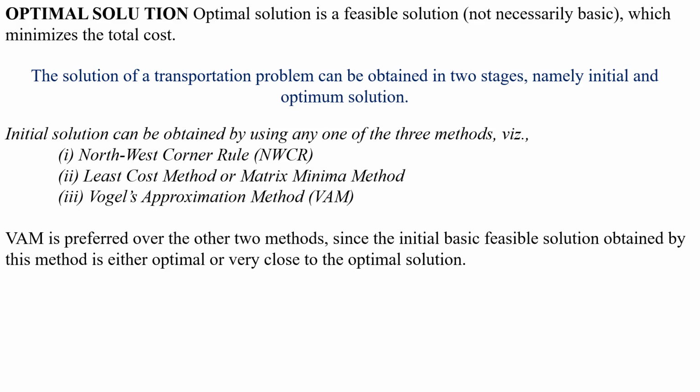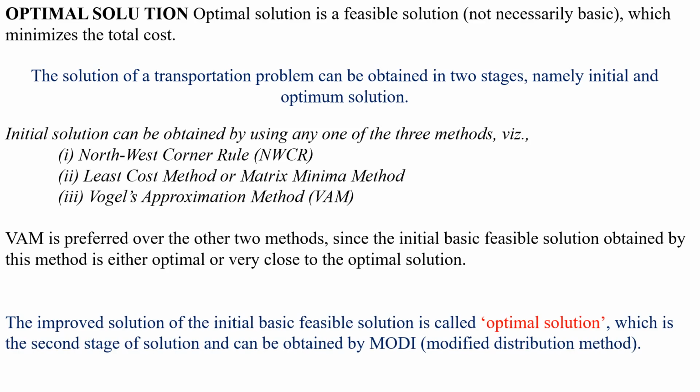Next one is the optimal solution. The optimal solution is the improved solution of the initial basic feasible solution, and it is the second stage of the solution. This can be obtained by the modified distribution method. In general, we call it the MODI method.